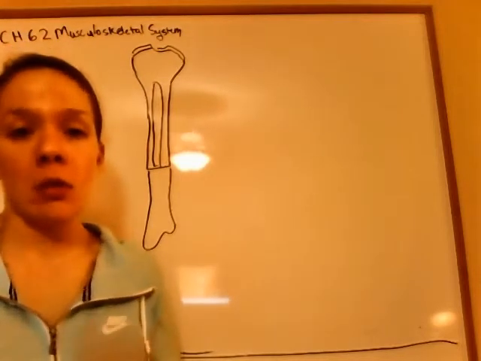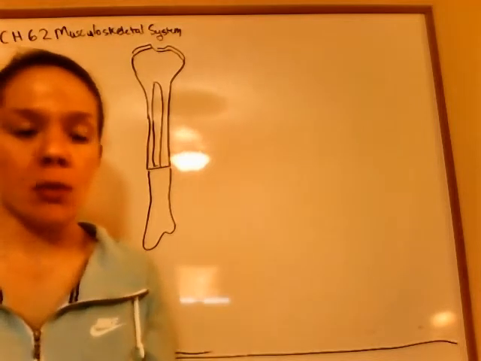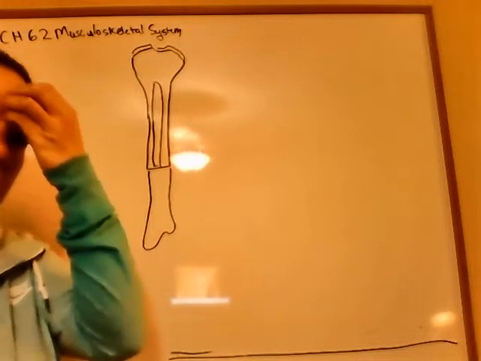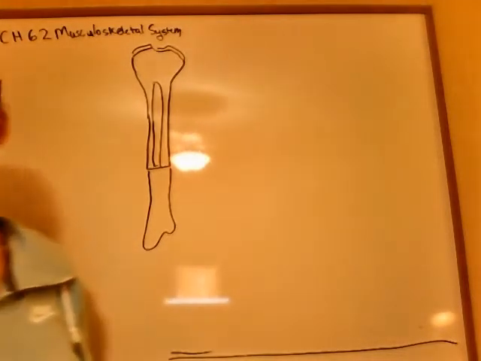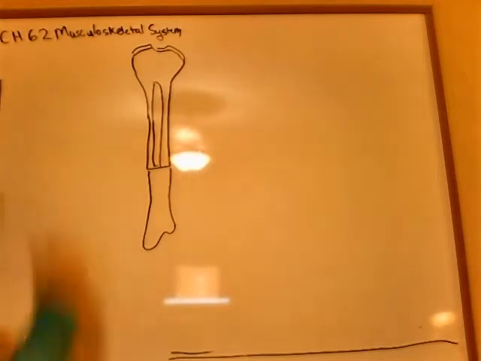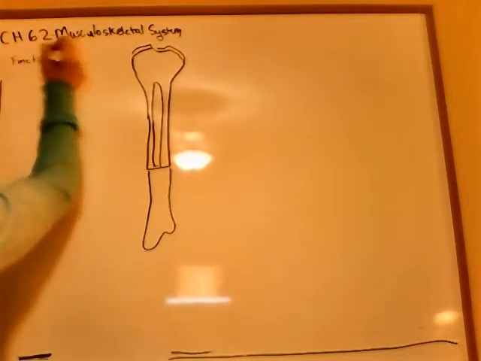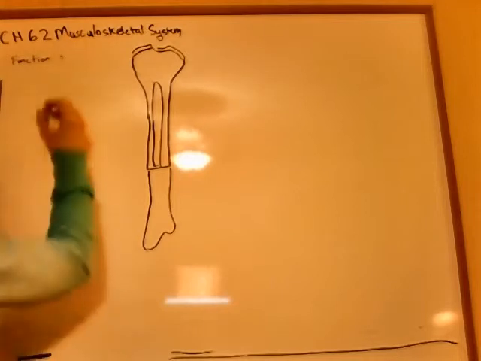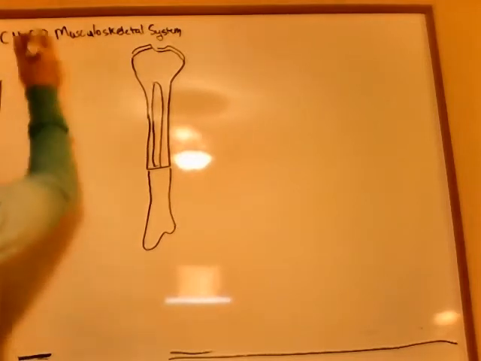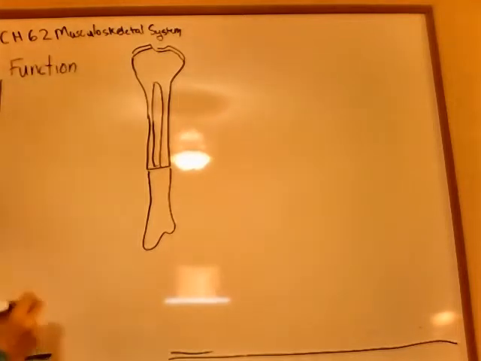The function of our bones, of course, is to provide support and protection to vital organs. It also stores your minerals, so your calcium and phosphate, and helps with red blood cell production. It serves as a point of attachment for muscles, and hematopoietic tissue, which is the making of our blood cells. So our function is support.